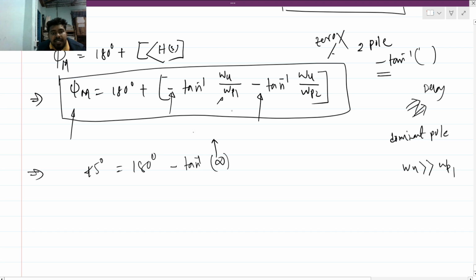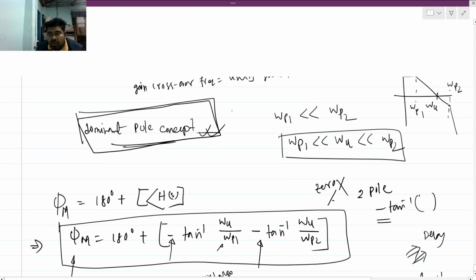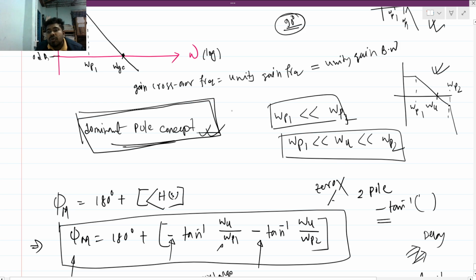This is a very large quantity, minus tan inverse of omega u by omega p2. So I have written that. Mainly, the dominant pole concept is this. The second pole is not defined here, so we are considering this concept, where omega p1 is very much greater than omega u. I am not considering the second pole too much here for designing purposes.